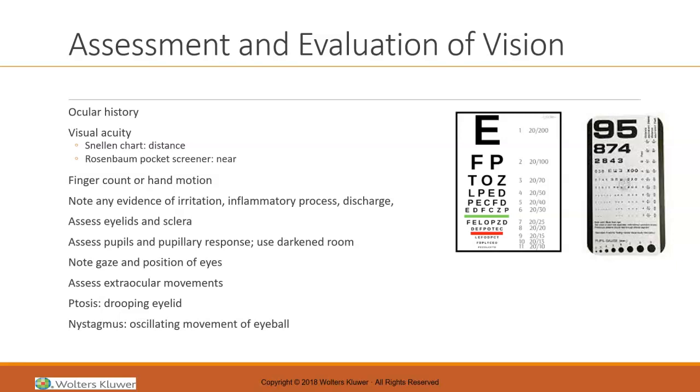Also, pay attention to where the patient is looking. Do they tend to be tracking you, following you, looking at you, or do they tend to be gazed and looking off? That could be a clue that something's amiss. A couple of terminology pieces that might be helpful would be to know the term ptosis, which is the drooping of the eyelids, or nystagmus, which is that oscillating movement of the eyeball that we talked about in the ear and hearing presentation.